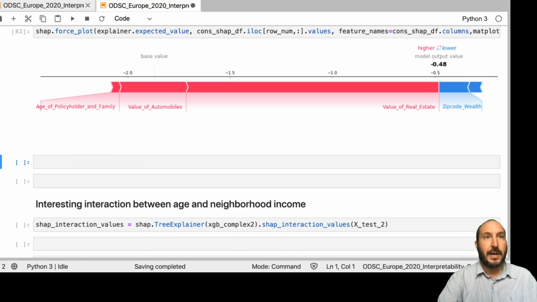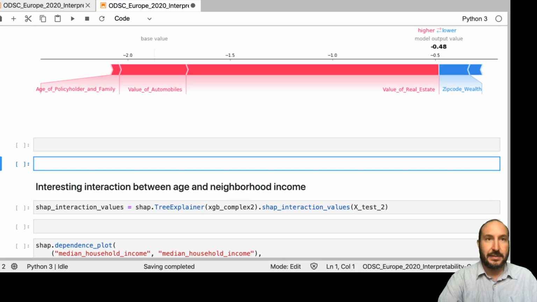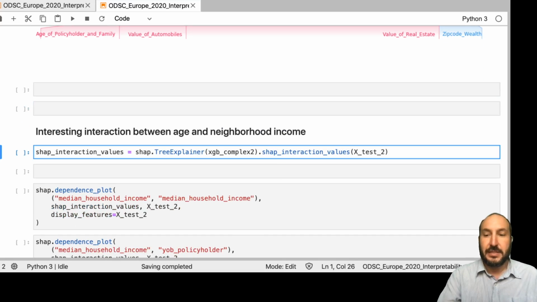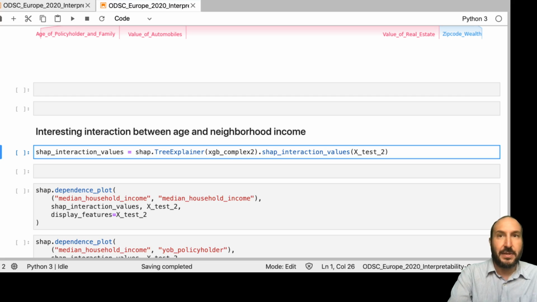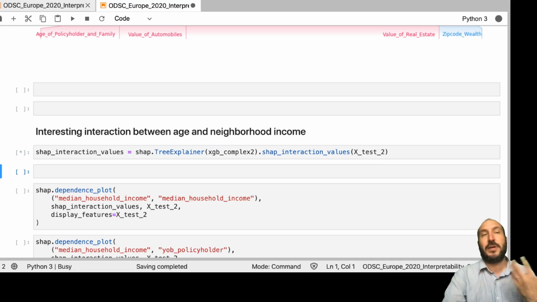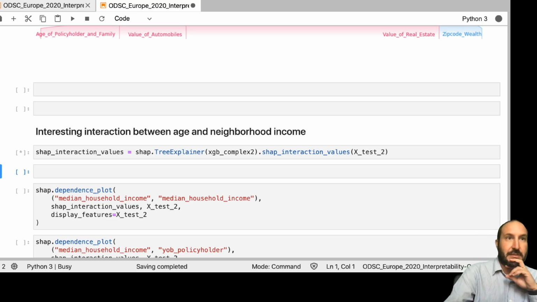Okay, we're getting near the end. So the last thing I just want to show is these interaction values for SHAP value, and try to explain them and show what I thought was a cool example of where this could shed some light on your model. So this takes a little bit to run.